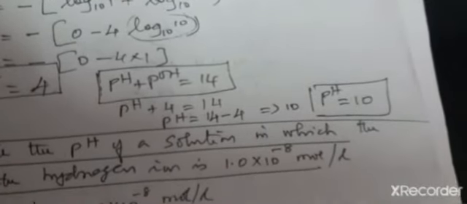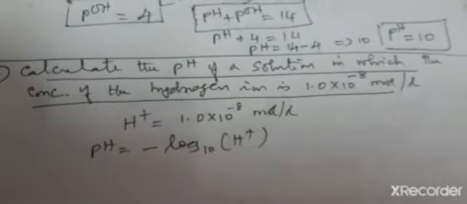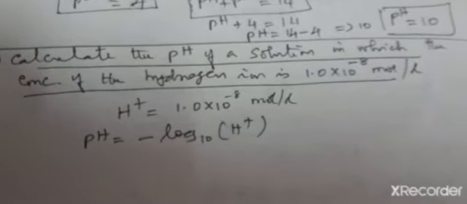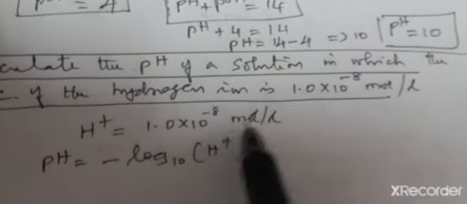So for 1 into 10 power minus 4 molar solution of sodium hydroxide, the hydroxyl ion pOH is 4 and the pH is 10. The next, the fourth sum: calculate the pH of a solution in which the concentration of hydrogen ion is 1 into 10 power minus 8. The same sum, the same H plus ion concentration is given, that is 1.0 into 10 power minus 8 mole per liter.